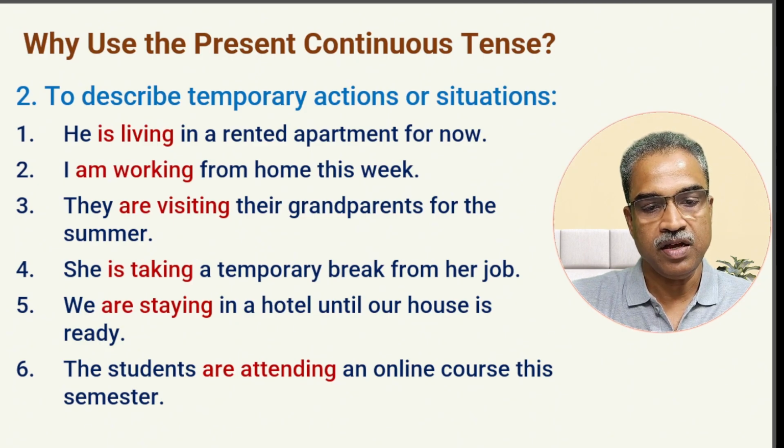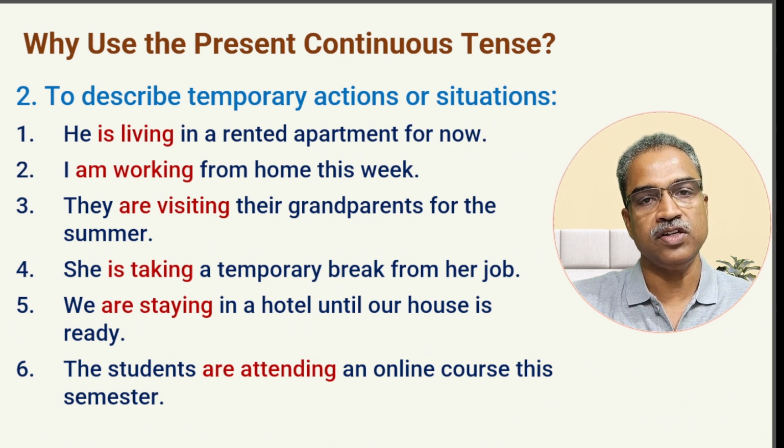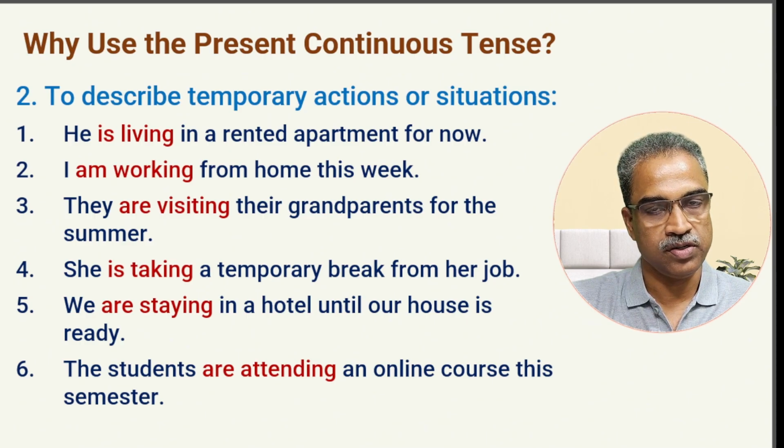We are staying in a hotel until our house is ready. So this is a temporary arrangement. At the moment we are staying, we are residing in a hotel. Later, when our house construction is over and ready to live in, we will move. The students are attending an online course this semester. For this particular semester, the students are attending an online course. So to describe a temporary arrangement, a temporary action or situation, we use present continuous.